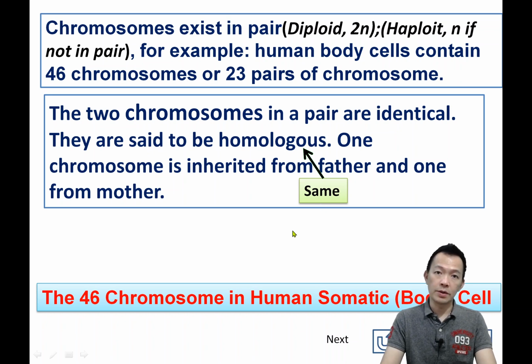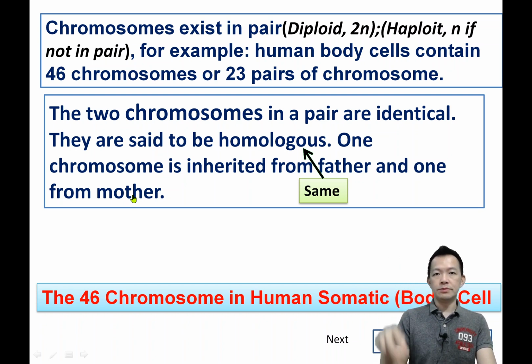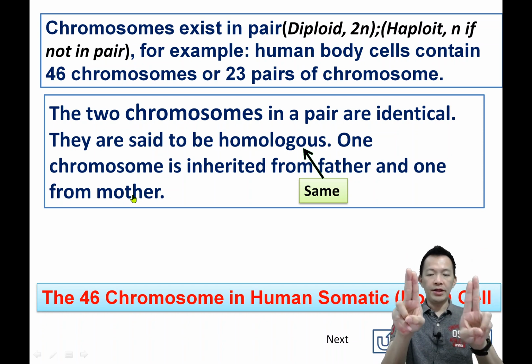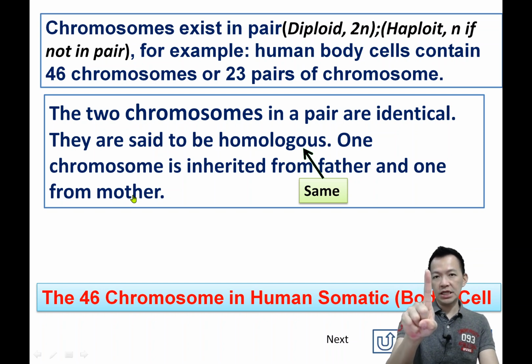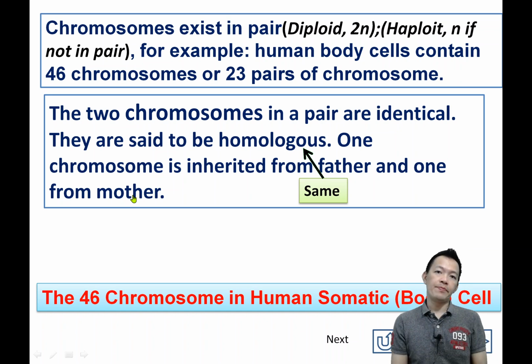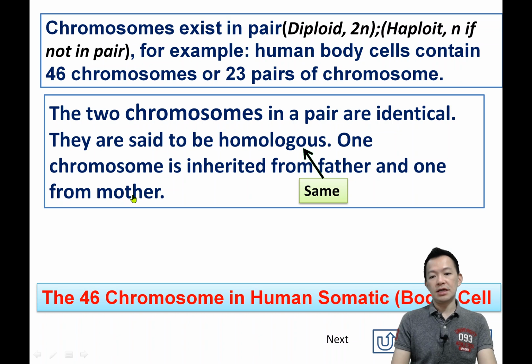They are the same chromosome. One chromosome is inherited from the father, another one comes from the mother. So chromosomes exist in pairs, they are identical, they are called homologous. Of your 23 pairs, 23 come from the father and 23 come from the mother. So what's the meaning of this sentence? Don't know, never mind.